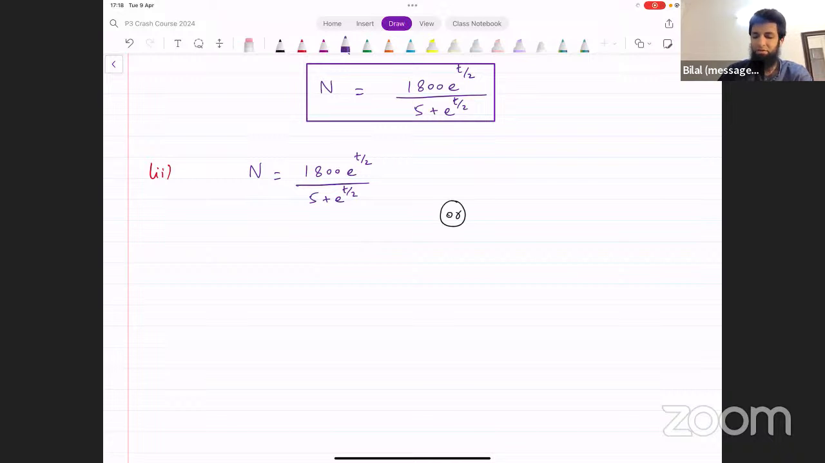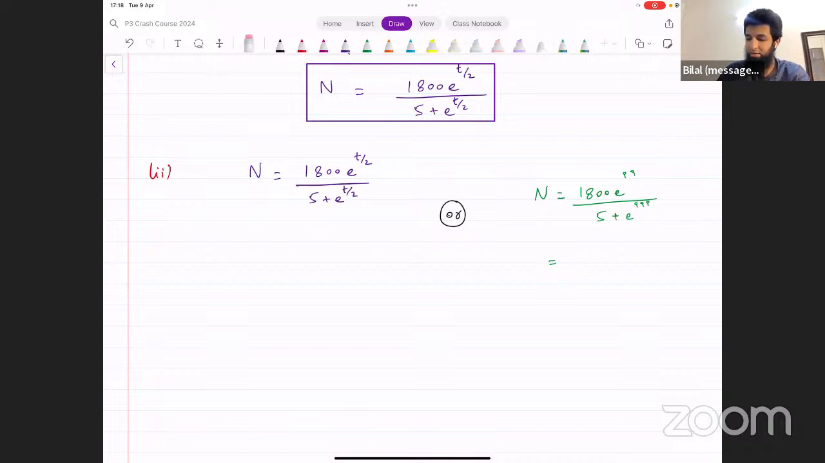So you could try, for instance, n equal to 1800 e raised to power 999 over 2 divided by 5 plus e raised to power 999 over 2. Does that give you a result? Or is it an error? Error, sir. Error? Okay, so try 99 then.